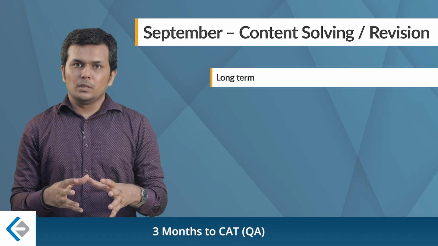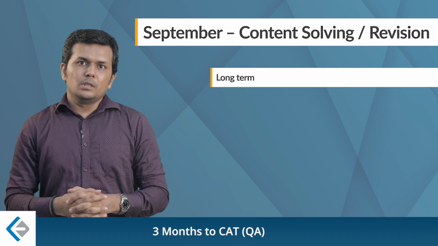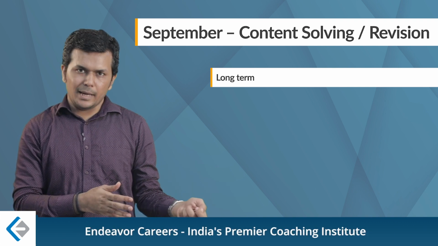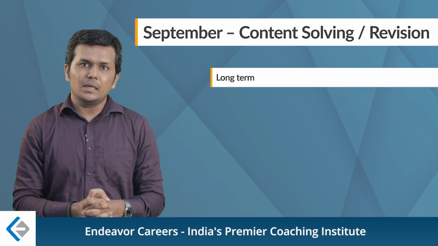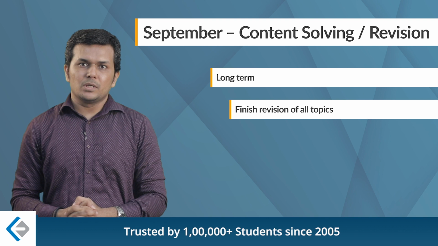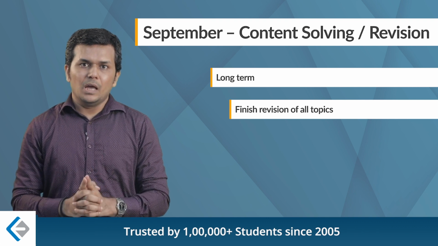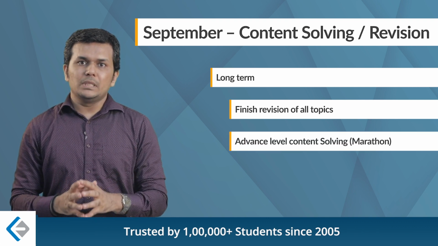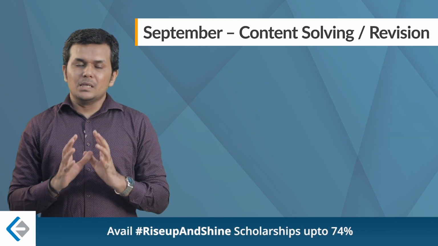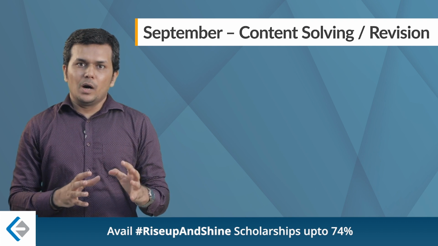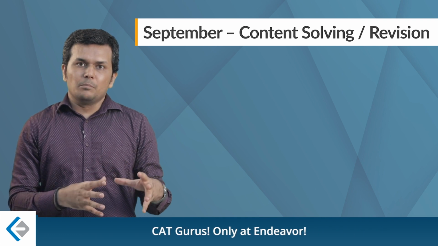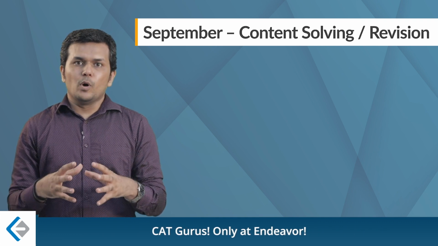If you are a long-term student in CAT 2020 preparation, that is, if you are somebody who started their preparation anywhere in the year 2019, in that case you should be done with revision of all the chapters involved in the QA section in the month of September itself, and you should also parallelly start solving advanced level content, something like Quant Marathon or something like that. Remember, September is a month of revision if you are a medium-term or long-term student in CAT 2020 preparation, whereas it is a month of rigorous content solving if you are a beginner.